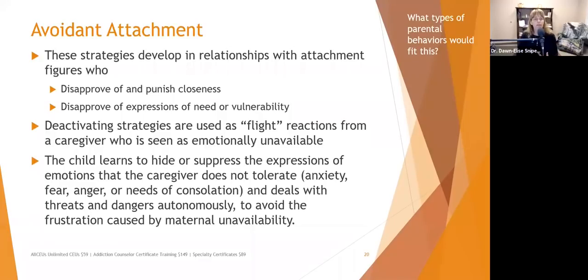In avoidant attachment, the person uses deactivating strategies as a flight reaction from a caregiver who is seen as emotionally unavailable. The child learns to hide or suppress expressions of emotions that the caregiver doesn't tolerate and deals with threats and dangers by themselves to avoid frustration caused by caregiver unavailability. They just avoid the whole issue. They avoid the disappointment. They avoid the conflict. I got this. So you've got little people who don't have the skills and tools to deal with the great big world, trying to deal with it on their own.